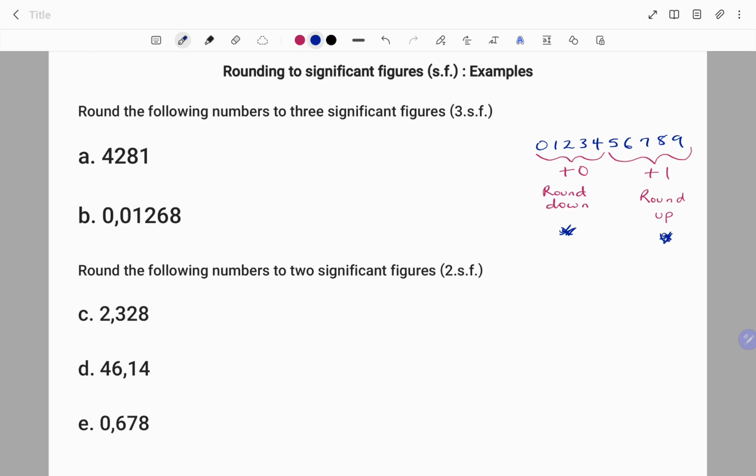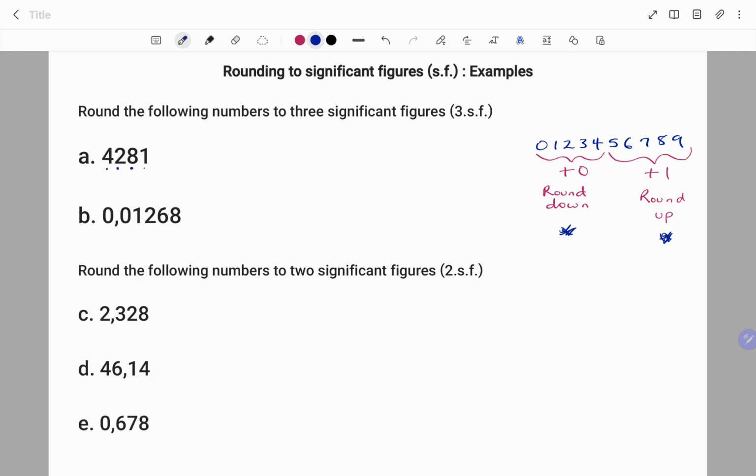In the first example, we have 4,281 rounded to three significant figures. To start with, I'm going to label each position because 4 is my first non-zero digit. That's my first significant figure. I have 2 as my second, 8 as my third, and 1 as my fourth.